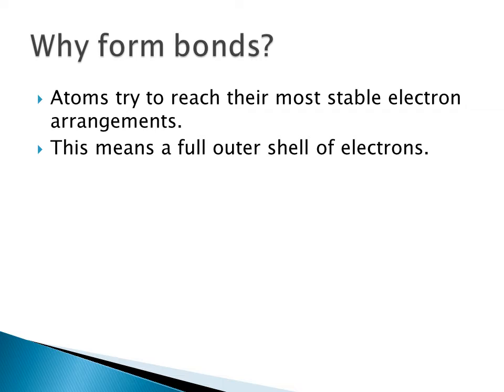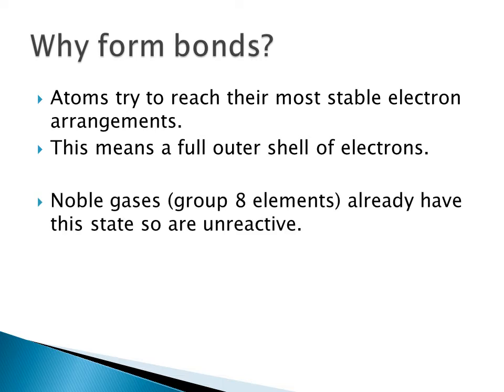There's one group of elements that already have this. Those are the noble gases, group 8. All noble gases have a completely full outside ring of electrons to start with. As a result, they never form bonds, or very rarely, and are basically completely unreactive. So elements like helium and neon, you never find them in compounds. They only exist as single atoms in a gas state.